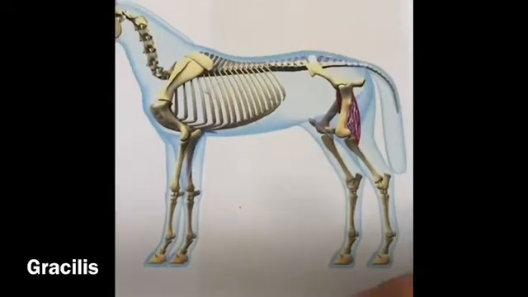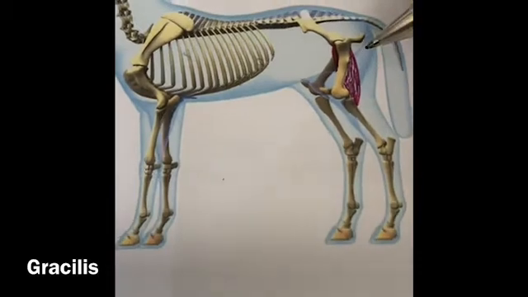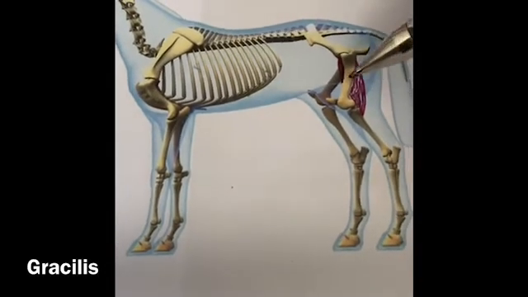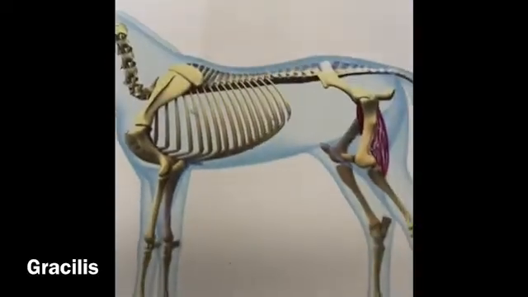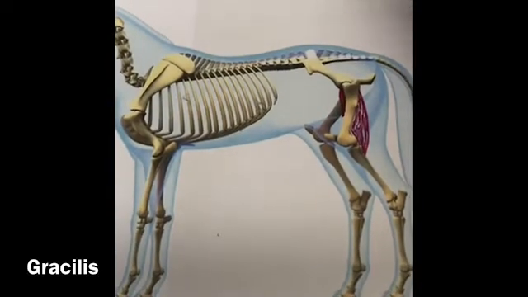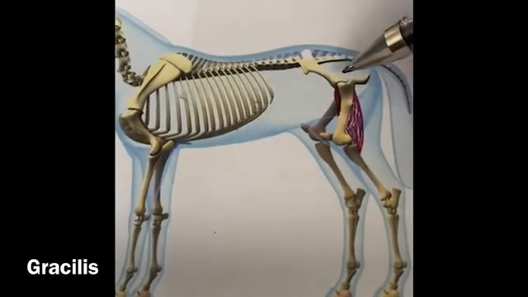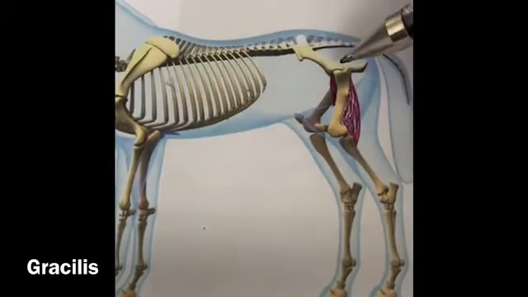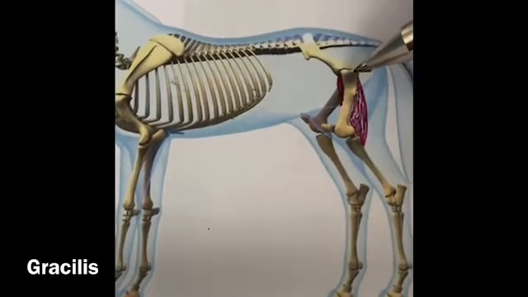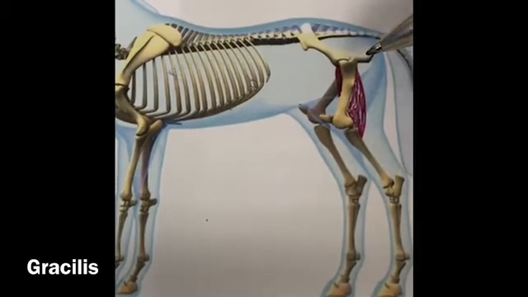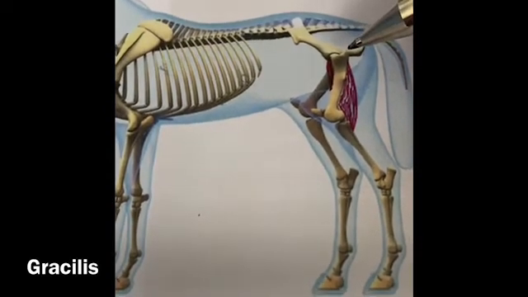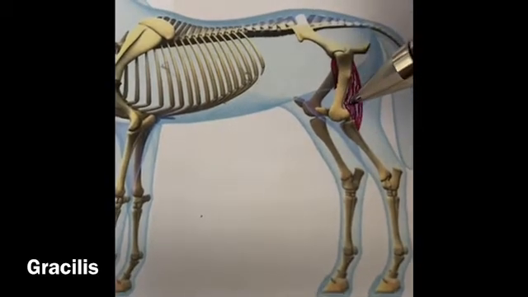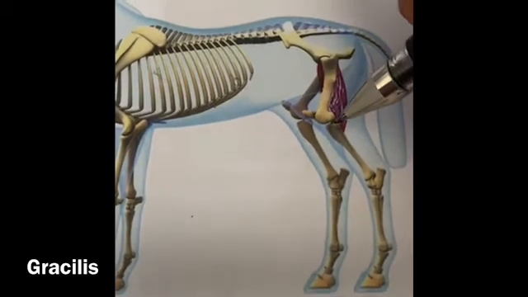The gracilis muscle. Now this one is actually the inner thigh. So a little difficult in a two-dimensional drawing, and it originates on the pelvic symphysis or pubic symphysis, which is the middle part of the pelvis. So we can't see it in this two-dimensional drawing. And it inserts on the crural fascia, the medial patellar ligament, and the cranial border of the tibia.